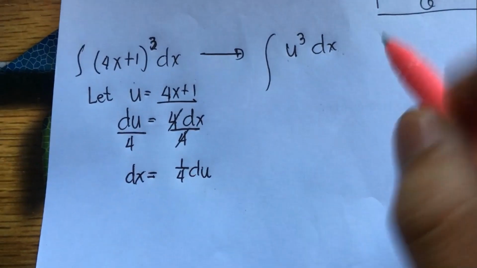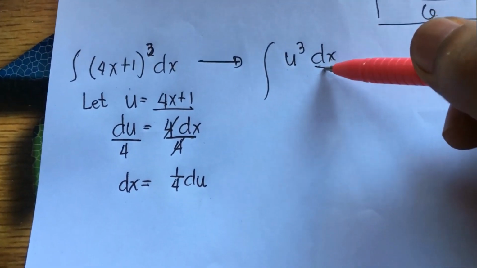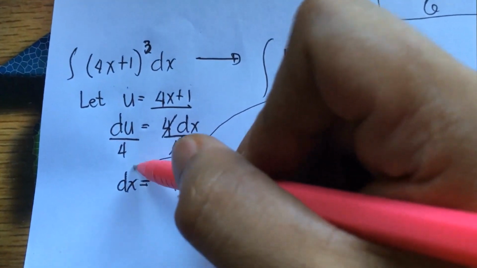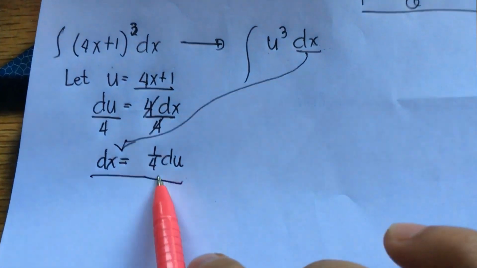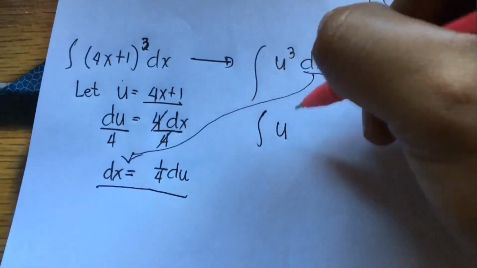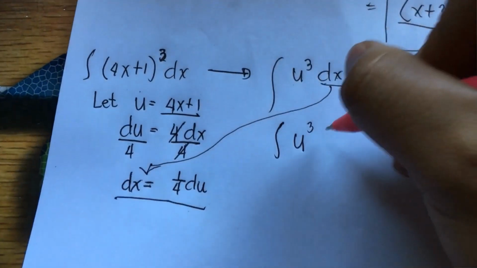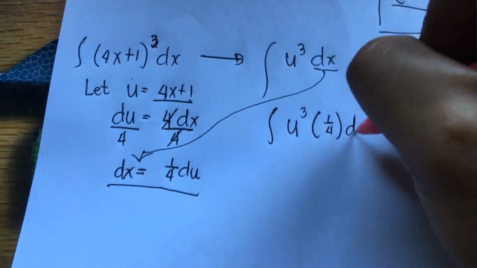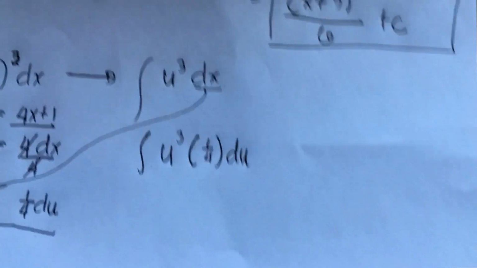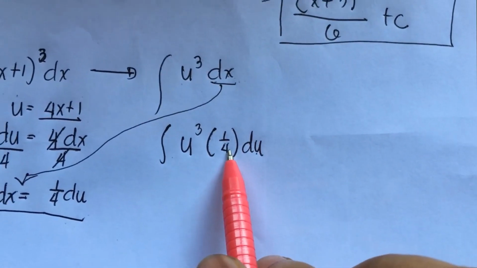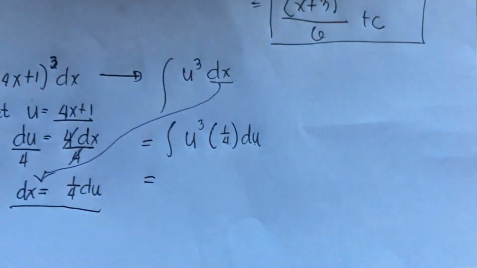So, itong dx na to will be substituted dito. Ang value ng dx natin will be substituted dito. So, magiging u cube, ang dx magiging 1/4 du. So, pwede na siya ma-solve. Nga naman, u man u pud na. And there is a constant of 1/4. Ano ang gawin sa constant? Ang gawin sa constant is ipalabas.